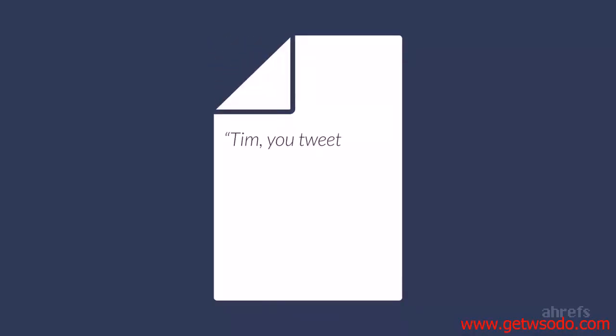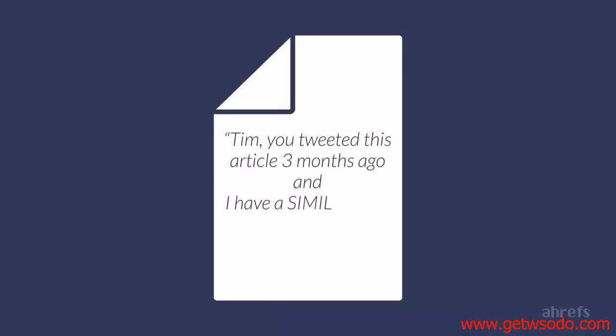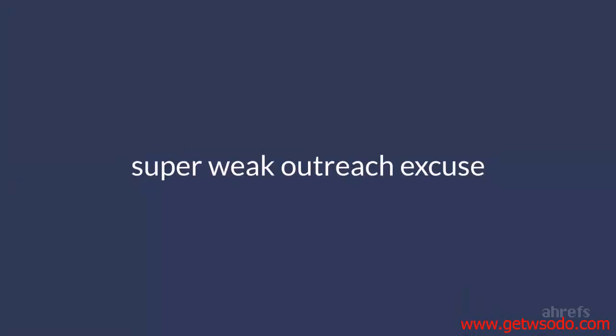So when I get outreach emails saying something like, "Tim, you tweeted this article 3 months ago and I have a similar one, which I thought you might be interested to check out," I just click delete. In my opinion, "you tweeted a similar article" is a super weak outreach excuse for anyone to care about, especially if the tweet was sent a long time ago.